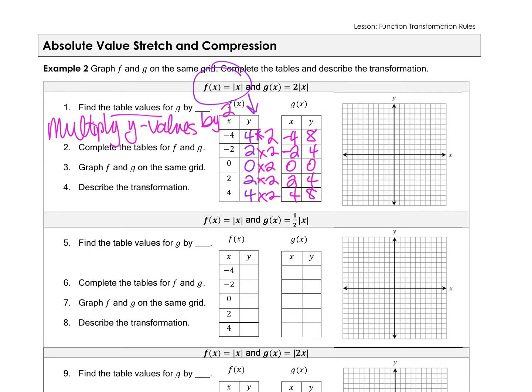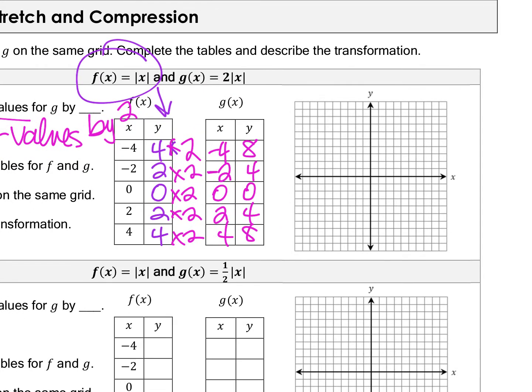So now let's plot our points. So my original, which is my parent function, staying the same as all the others here. We're just going to graph both of them so we can see what's happening. -2, 2, 0, 0. So there's my function f. And then we're going to graph our new one. So -4 will now be, instead of 4, it'll be 8. -2 will be 4. 0, 0 will stay the same. 2, 4, and 4, 8.